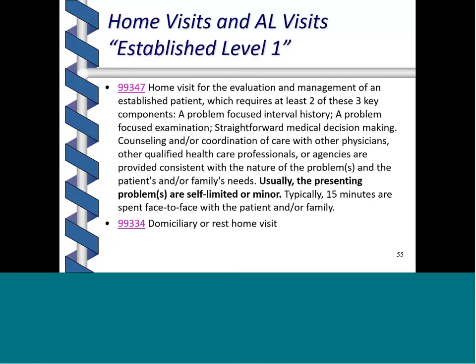Established patient, home visit, or assisted living level 1. Just so you know, we call them level 1s. I know internally you call them level 1s, 2, 3, 4s. Just so you know, the CPT code is a 99347 for the home visit, and for the assisted living it's a 99334, which is your level 1s.